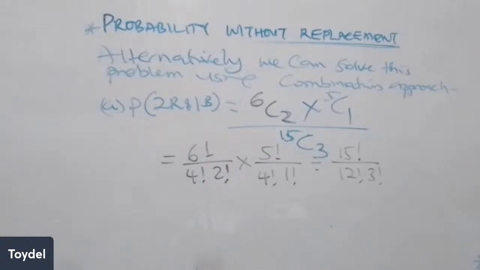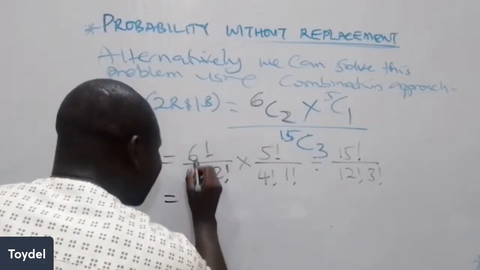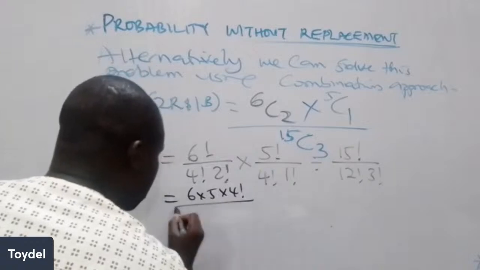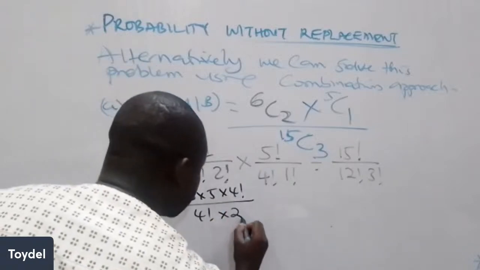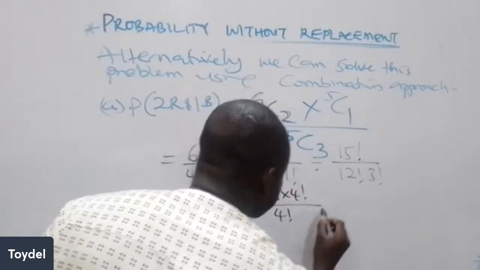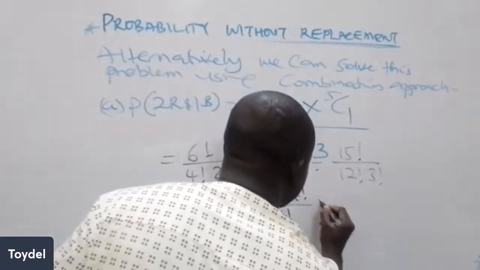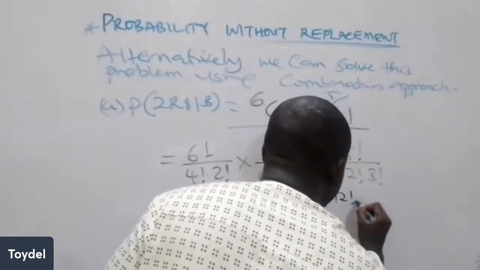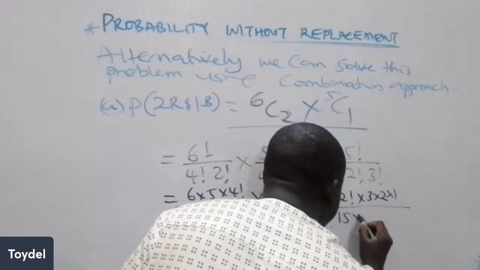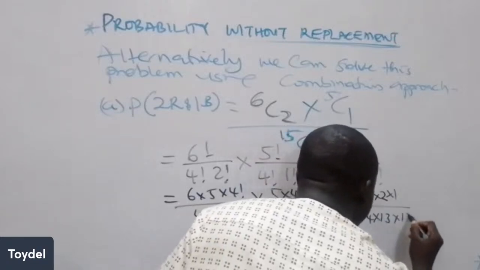So please, for you to be able to understand this concept, check my videos on permutation and combination and binomial theorem. Then in this case, I can reduce 6 factorial to 6 times 5 times 4 factorial, because I'm going to do some cancellation now, all over 4 factorial multiplied by 2 factorial, which is 2. Multiplied by 5 times 4 factorial all over 4 factorial, 1 factorial is 1. Then here, if I want to change division to multiplication, I will interchange. I'm going to have 12 factorial all over 3 times 2 times 1, all over 15 factorial, which is 15 times 14 times 13 times 12 factorial.